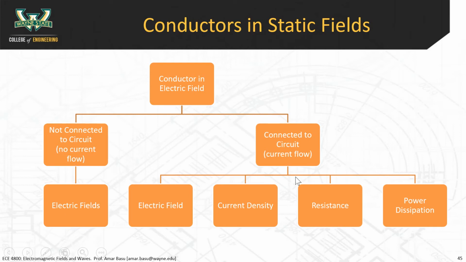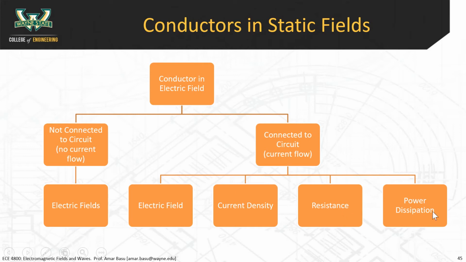Then we'll talk about what happens when the conductor is connected to a circuit. As I showed you before, you get current flow. In this situation, you have an electric field in the material and moving charges, which is represented by something called current density. You also have the concept of resistance. The resistance has to do with how fast those charges move through the material.